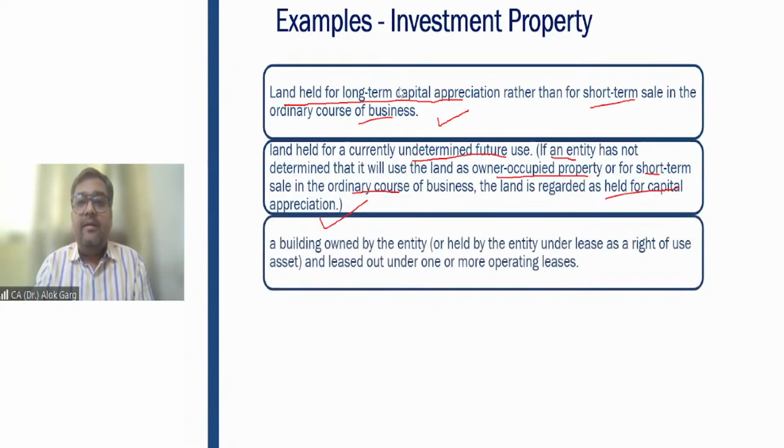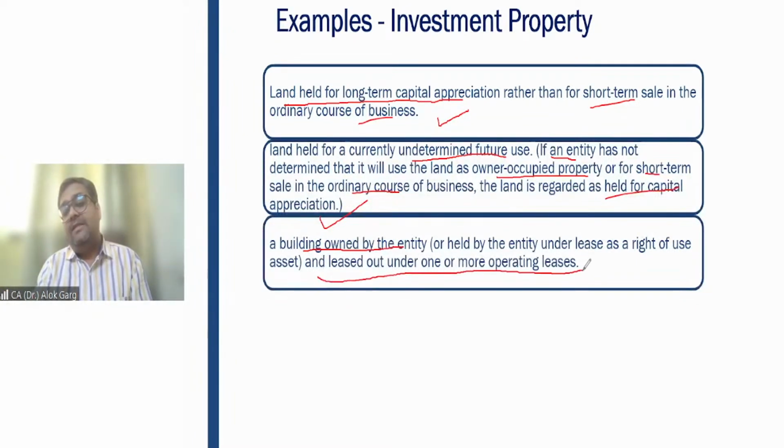A building owned by the entity and leased out under one or more operating leases. A company owns a building and the company is leasing out this building. The company is giving this building on a rent basis. Simple. If the building is held for rental purposes, land is held for rental purposes, it is an investment property.